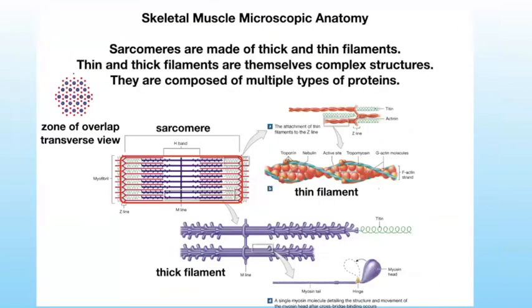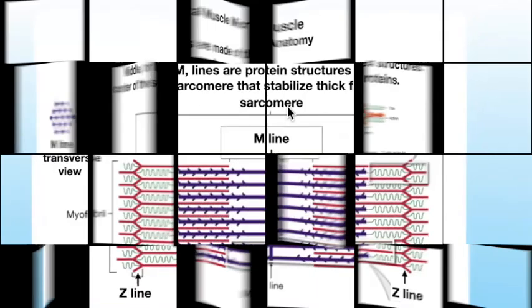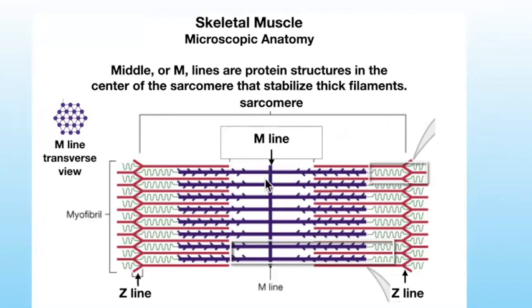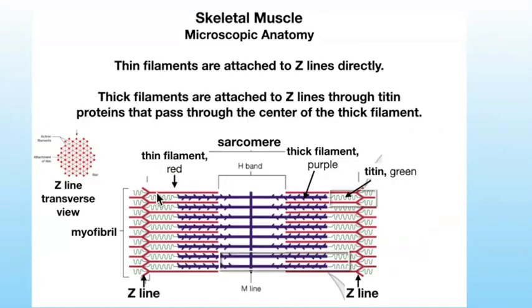The sarcomeres are made of thick and thin filaments. Thick and thin filaments are themselves complex structures that we're going to learn in detail. The thick and thin filaments are composed of multiple types of proteins. The sarcomere has a middle or M line that is also a protein structure in the center of the sarcomere that stabilizes thick filaments. Thin filaments are attached to Z lines directly. Thick filaments are attached to Z lines through titin proteins that pass through the center of the thick filament.